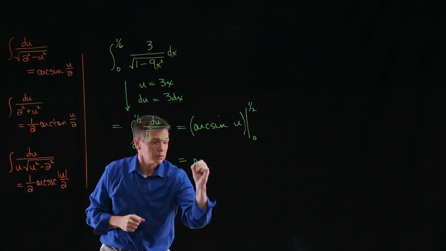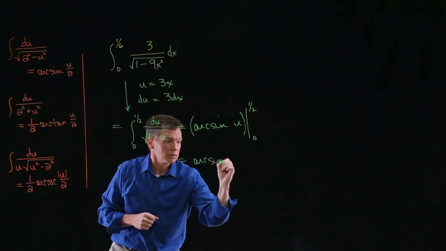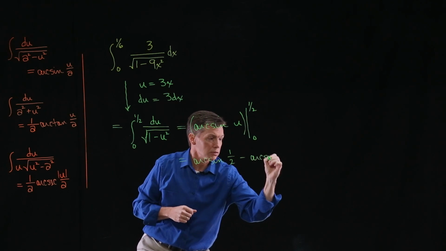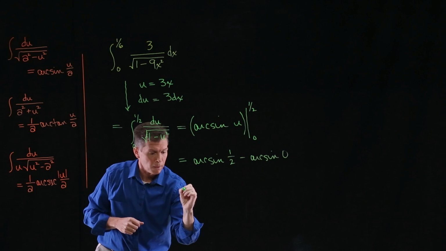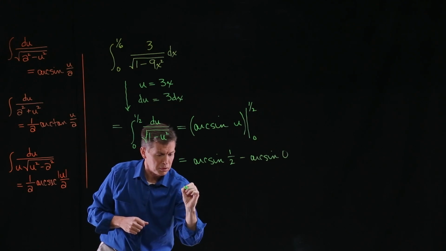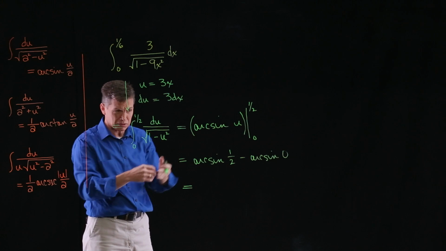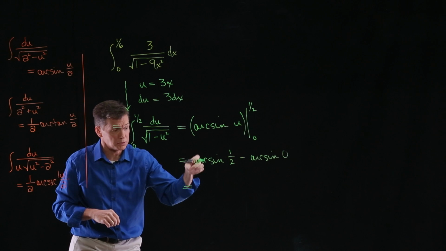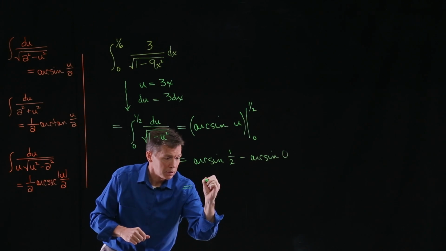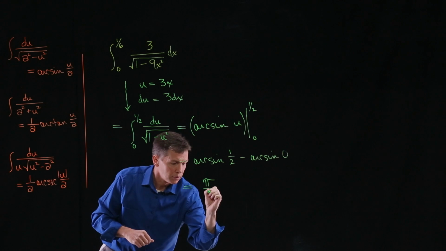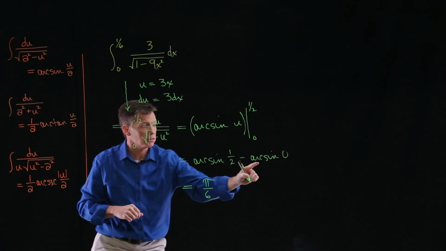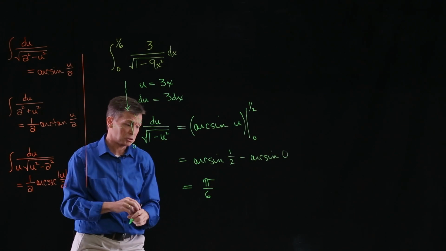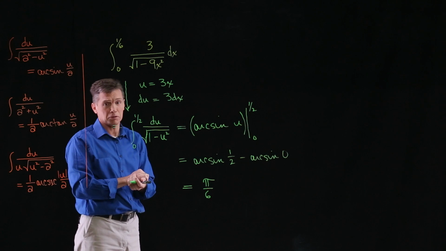So this equals the arc sine of 1/2, subtract the arc sine of 0. Hopefully you're getting comfortable with these inverse trig functions. You can get these values, especially without a calculator. Arc sine of 1/2. Where does the sine have a value of 1/2? It's pi over 6. Subtract the arc sine of 0. Where does the sine have a value of 0? Well, that's 0. So I would just subtract 0. So I get pi over 6.